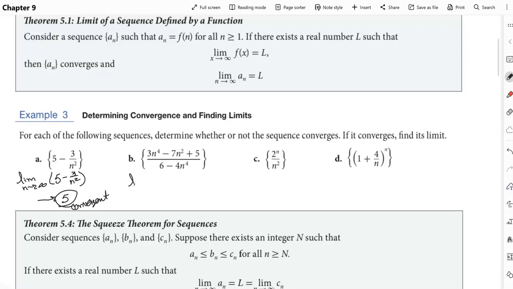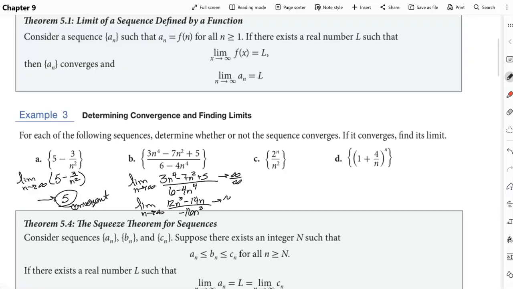If we look at that next one, we're taking the limit as n goes to infinity of 3n to the fourth minus 7n squared plus 5 over 6 minus 4n to the fourth. So this is in the form infinity over infinity, so we could use L'Hopital's rule here. We could take the limit as n goes to infinity, take the derivative of the top, which would be 12n cubed minus 14n, and the limit of the bottom is negative 16n cubed.